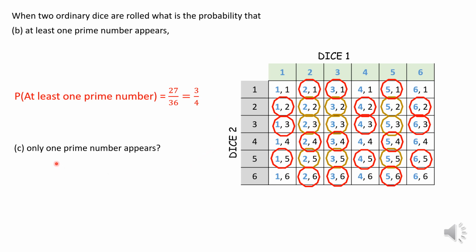They say only one prime number appears, so it means it's all the ones that you see in red here, because if you have the combination of the ones in red, only one prime number appears, like 3 and 1, where 3 is the only prime number. Okay, so if you count them, you realize you get 18. If you count these red ones that I have here, out of 36 possible outcomes, and that simplifies to 1/2.